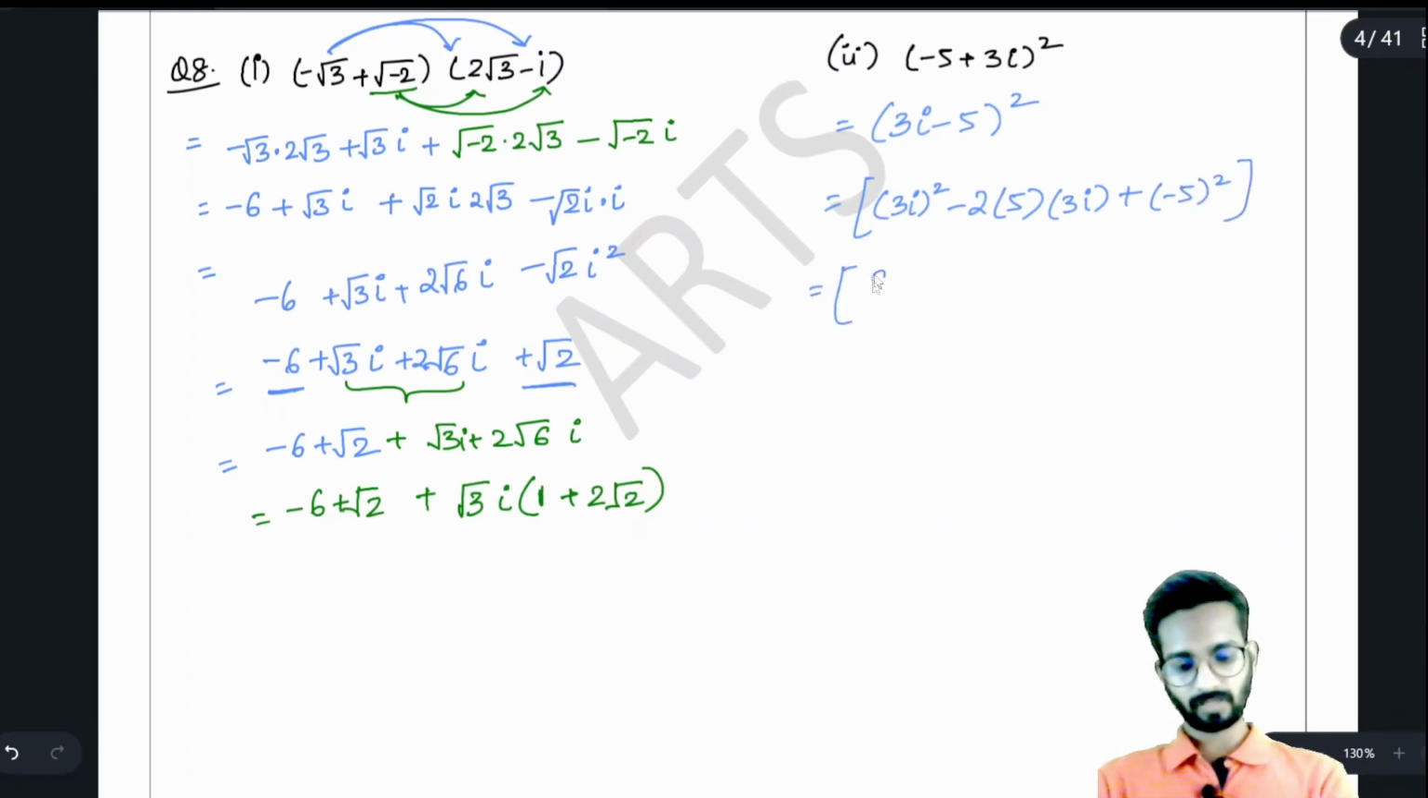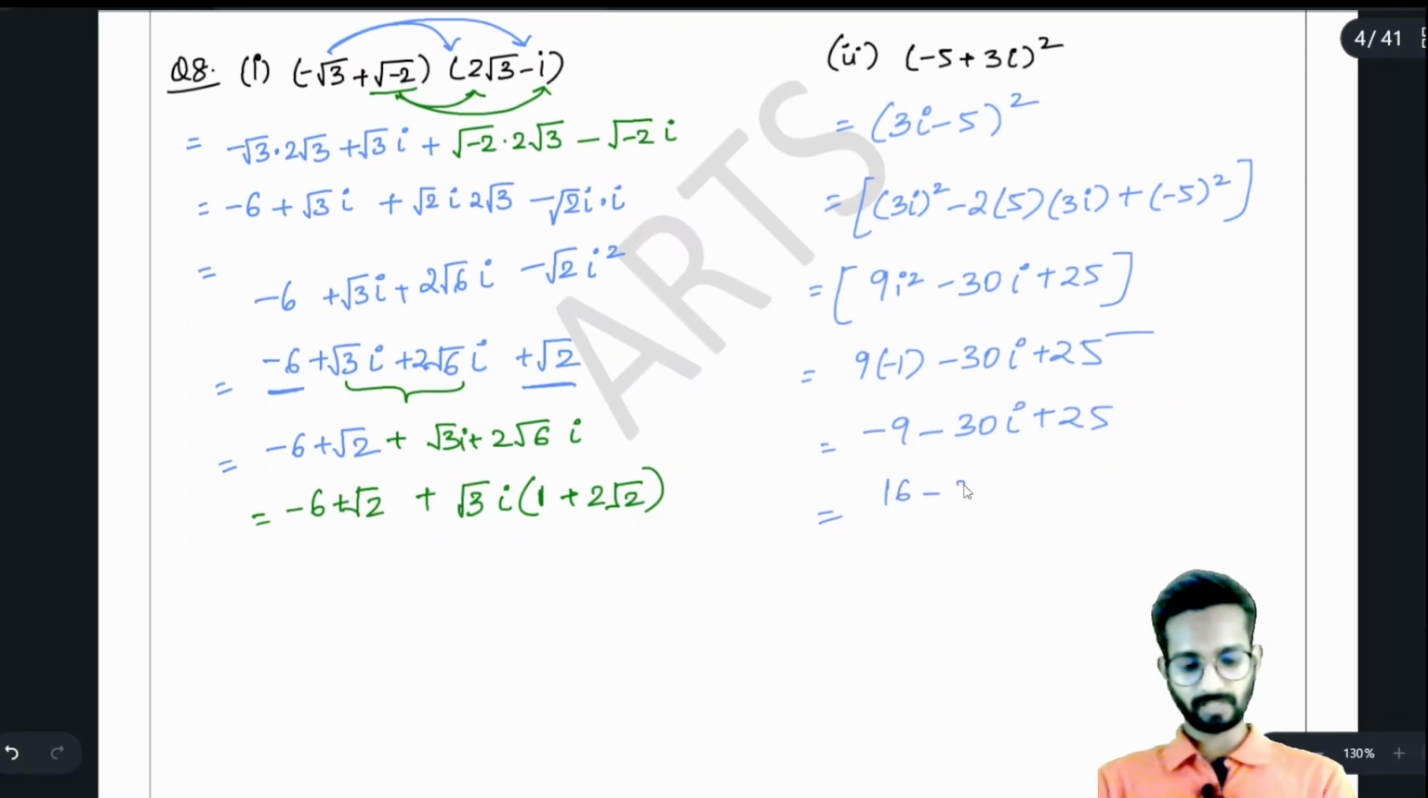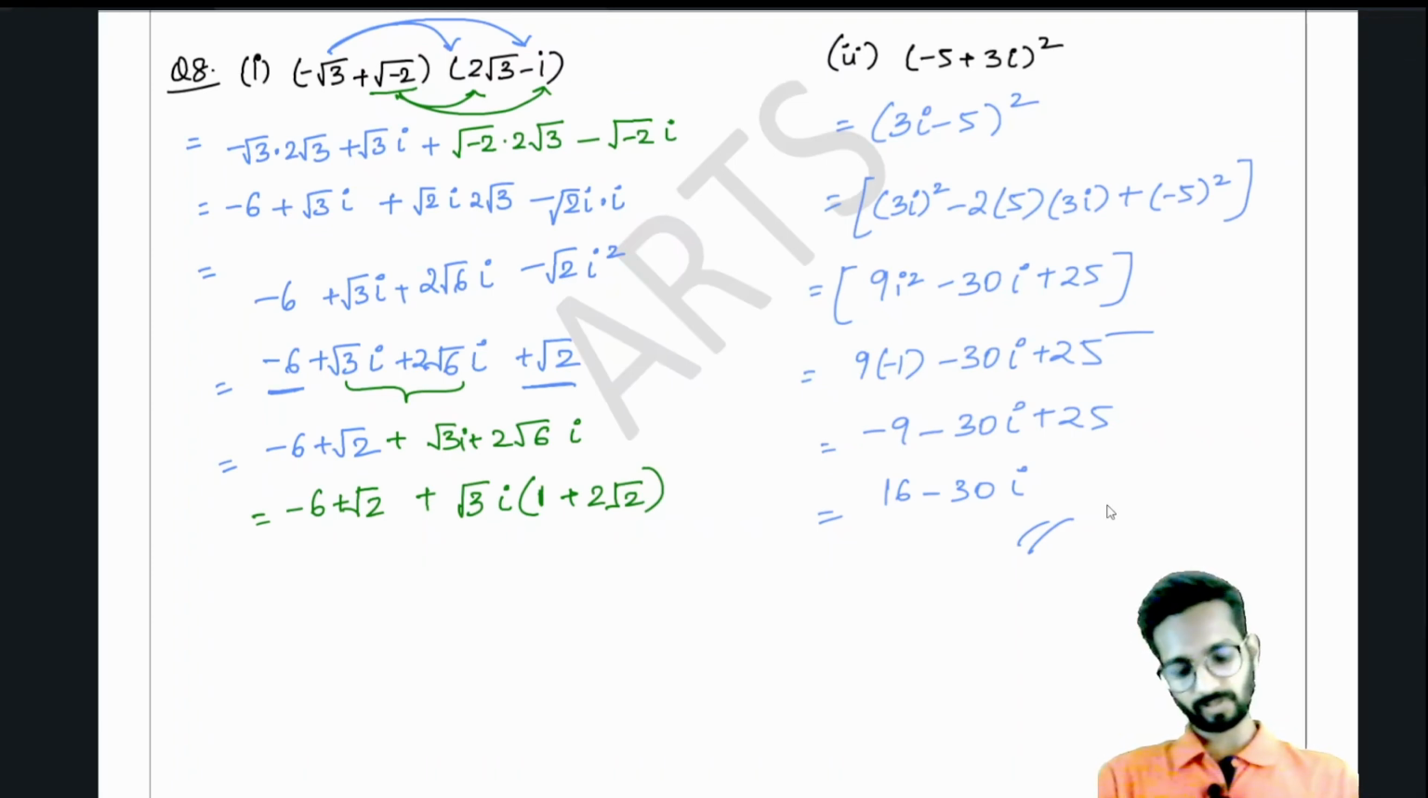Understood? Now it will become 9i square minus 2 times 5 is 10, times 3 is 30i, plus 25. 9i square means, I square we all know is negative 1, minus 30i plus 25. So minus 9 minus 30i plus 25 becomes 25 minus 9, which is 16, minus 30i. This is what we wanted in the form of a plus ib, and our answer has finally come: 16 minus 30i. This is our answer. Now we will solve question number 9.